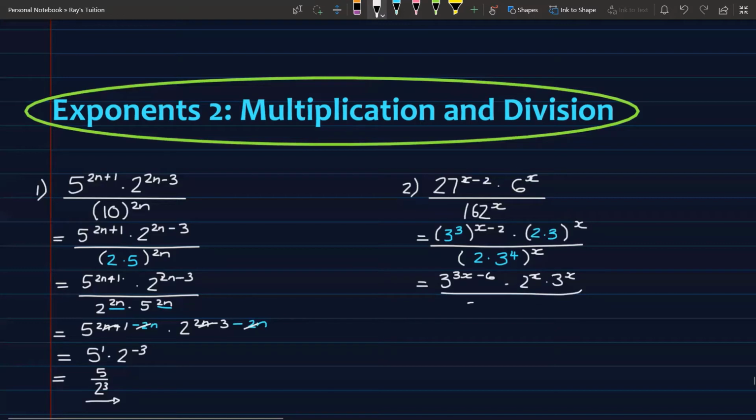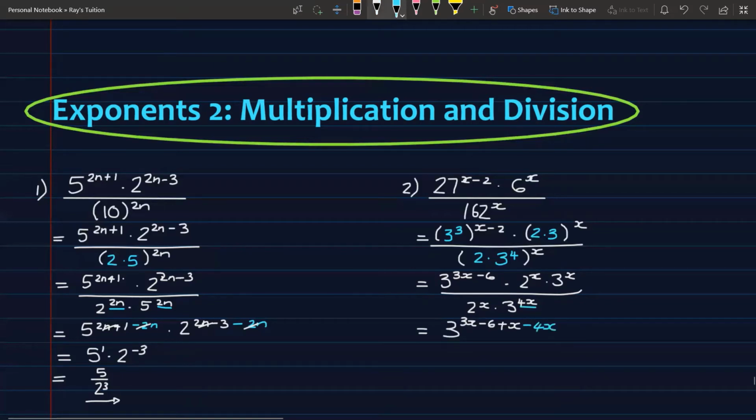That becomes 2 to the power of x times 3 to the power of 4x. Now what we're going to do is, over the same bases, we're going to add if we're multiplying and subtract if we're dividing. So let's start with 3. In the numerator, we have 3x minus 6. And then we're going to add that other 3x, so plus x. And then we're going to minus what's in the denominator, which is that minus 4x.